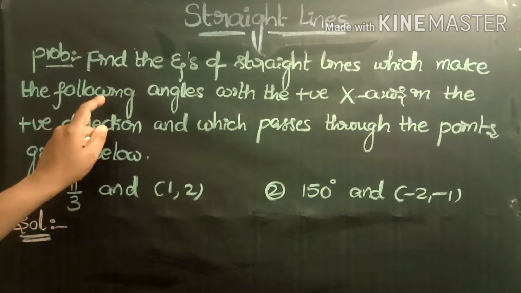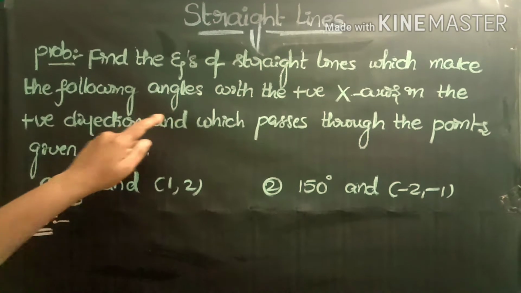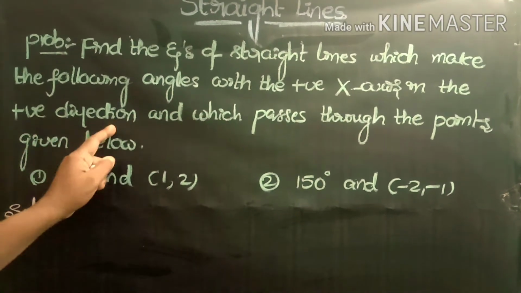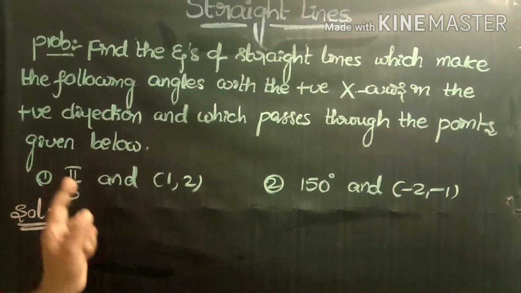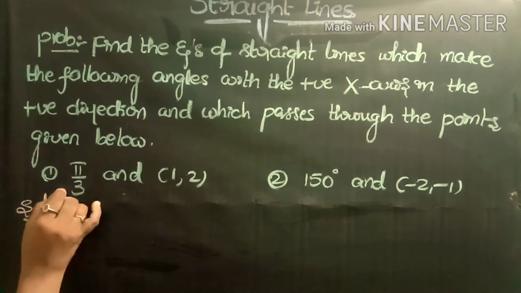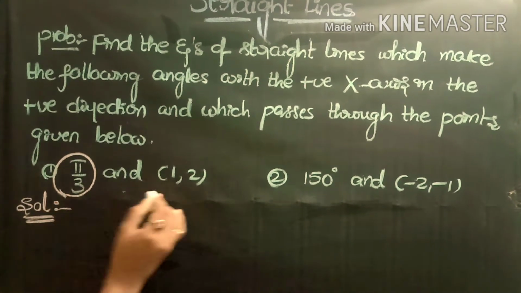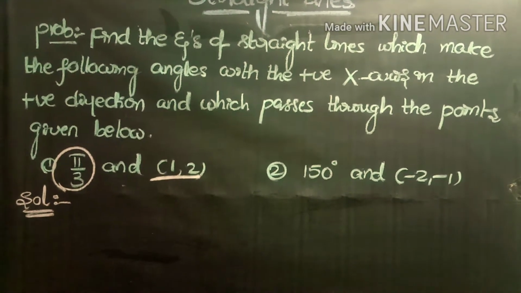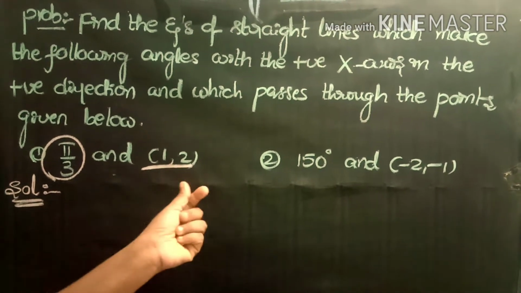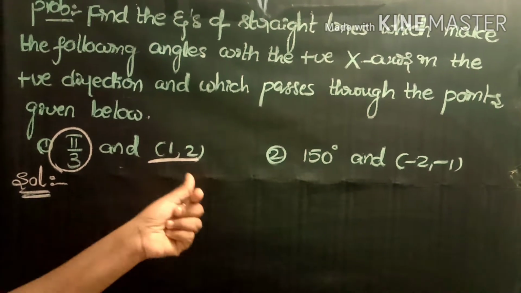Next problem. Find the equations of the straight lines which make the following angles with the positive x-axis in the positive direction and which pass through the points given below. The first problem is pi by 3 and (1, 2). This is the theta value. Given that theta is equal to pi by 3 and one point is there, which is (x1, y1). So we are using the formula y minus y1 is equal to m into x minus x1 to find the equation of the line.